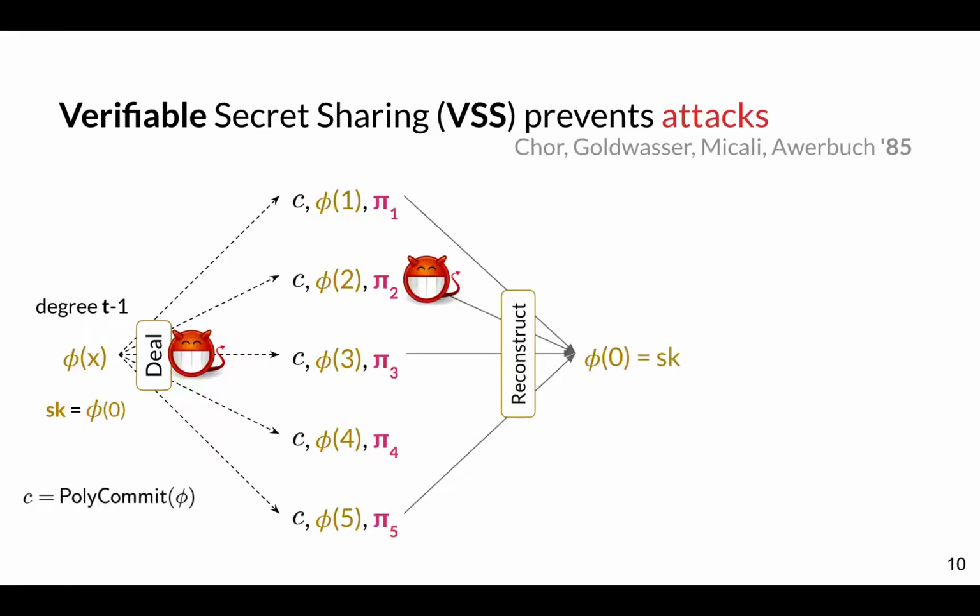And now during reconstruction, we had the problem that some players might give bad shares, but now the reconstructor can ask for proofs and can easily detect if a share is invalid and safely ignore it. And the reconstructor is also assumed to have the commitment C from the broadcast channel.